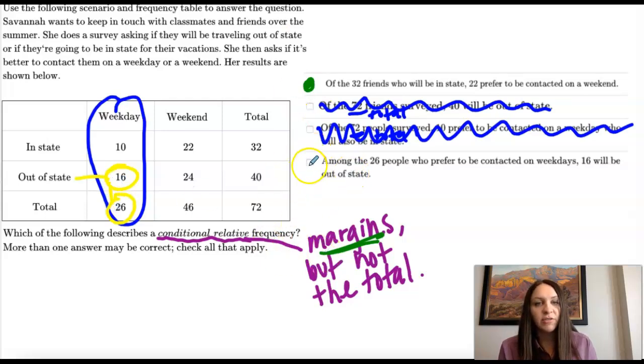This is conditional relative because we're looking at the total of a column, not the total of everyone. So those two would be our answers.